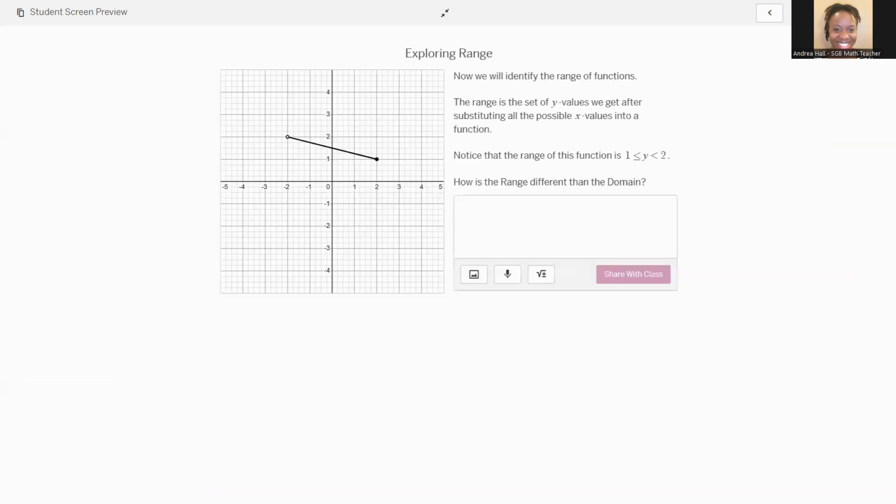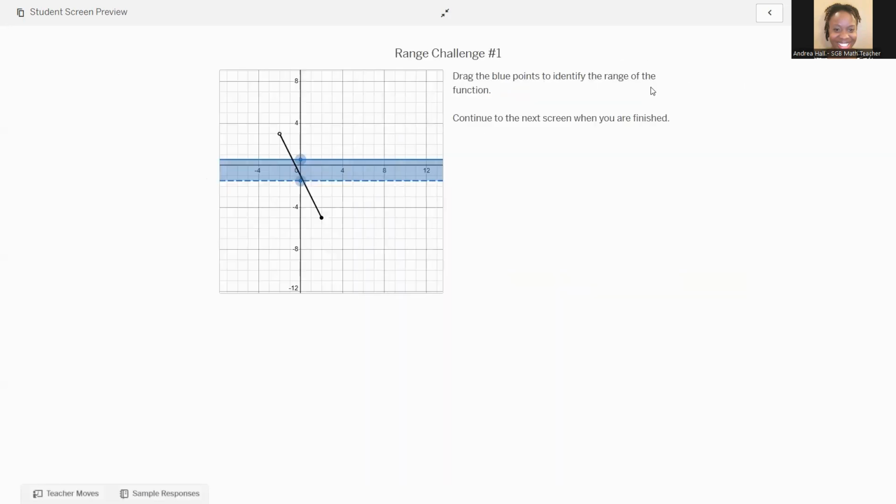Okay. Now, when we're looking at the range, we're looking at it from the bottom to the top. Okay, so negative 1 on my y value, and it ends at 2. So we would say negative 1 is less than y, less than or equal to y, because it includes 1, is less than 2. So again, if I was to drag this, when you're looking at the range, you're looking at it from the bottom to the top. Okay, negative 5 all the way to 3.